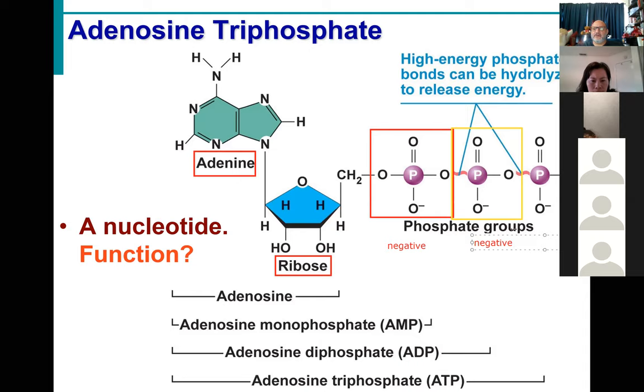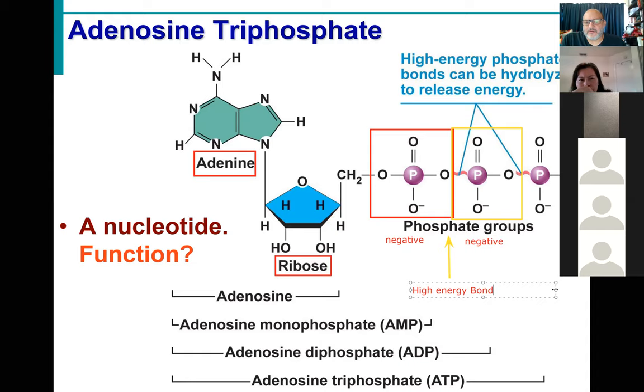No. No, they don't. And so is it going to be easy to put these two things together? No. No, they're not going to want to go together. So notice what we have to do to get these things to go together is we have to use a lot of energy. Basically what happens is we form what we call a high energy bond, where it takes a lot of energy to put these two things together.